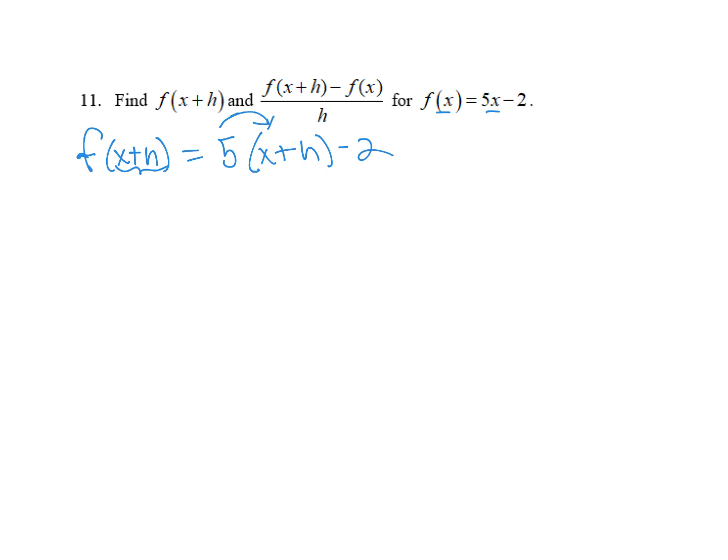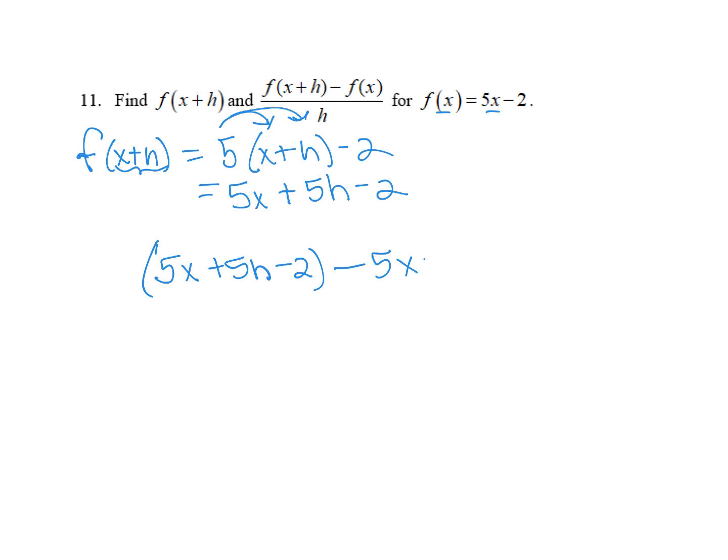So I'm going to distribute that 5. So f of x plus h is 5x plus 5h minus 2. Now, with that, I can fill in my difference quotient because it's f of x plus h. So that's 5x plus 5h minus 2 minus f of x, which, remember, f of x is 5x minus 2. And remember, when we subtract, we have to distribute. And we're going to divide that by h.